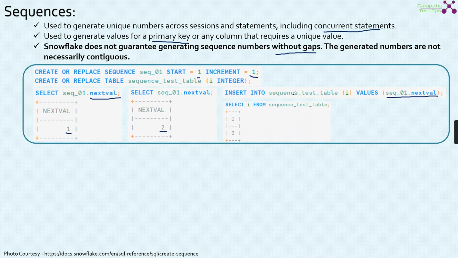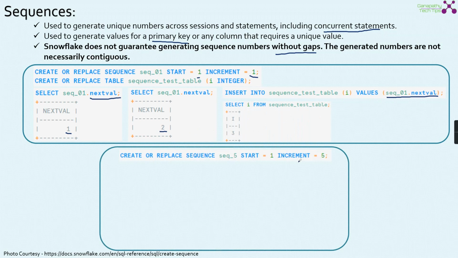So the value of 3 got inserted into the sequence test table. Here we are trying to do something different. Instead of incrementing it by 1, we are going to increment it by 5. So you can fire a statement like this: sequence.nextval, nextval, nextval, nextval. So 4 times we are running it. Each and every time it is getting incremented in multiples of 5.